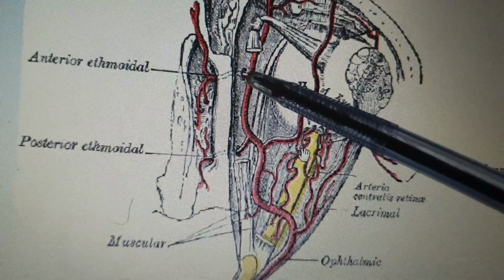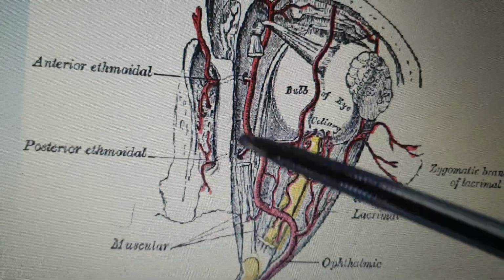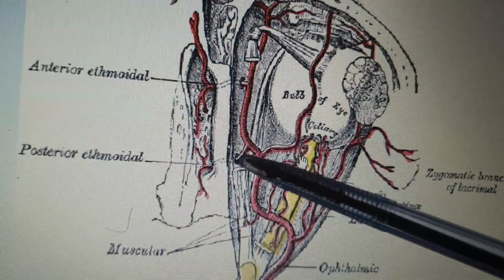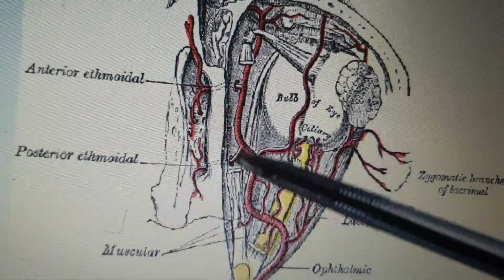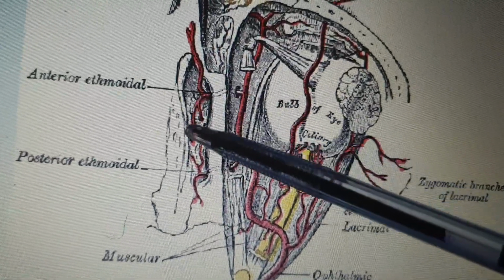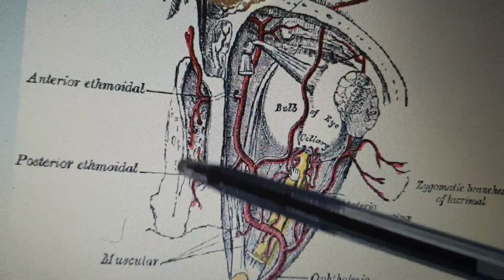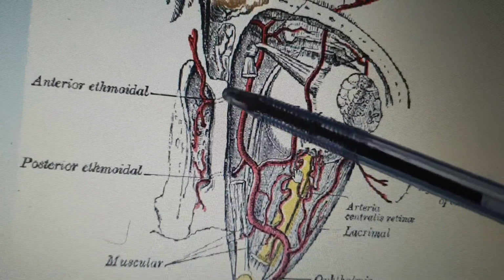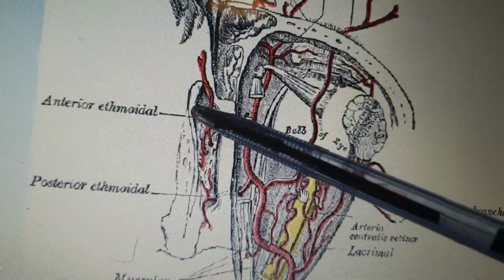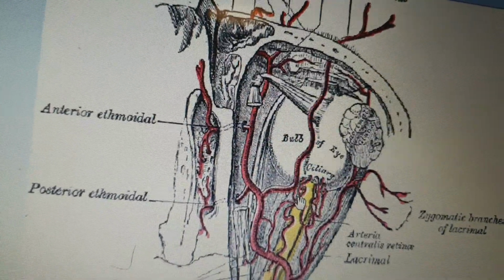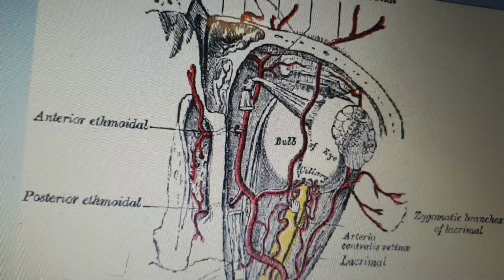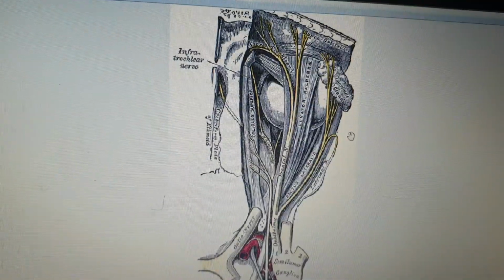There are two foramina on the medial aspect of the medial wall of the orbit, which are the anterior and posterior ethmoidal foramina. Both of these arteries will leave through the respective foramina and enter into the ethmoidal air sinuses. So the anterior and posterior ethmoidal arteries will supply the ethmoidal air sinuses, and the anterior ethmoidal will also supply the frontal air sinus, as the frontal air sinus lies just in front of the anterior ethmoidal air sinuses.